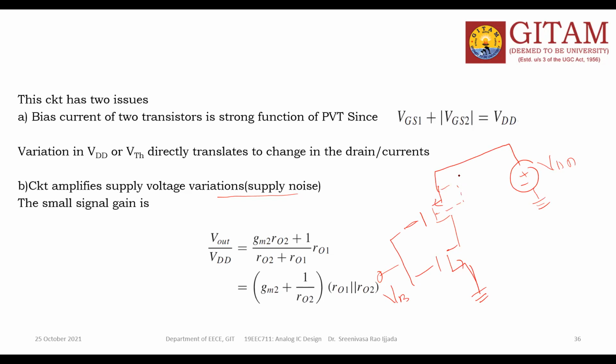This circuit is used for the study of supply variations or supply noise. So this is all about the complementary CS amplifier, or you can say the active load CS stage amplifier.